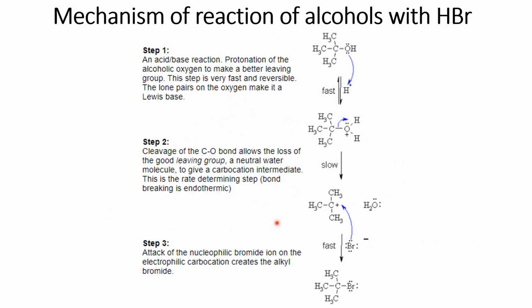So the step-by-step mechanism of reaction of alcohols with HBr is given over here. So step 1, protonation of the alcoholic oxygen to make a better leaving group. This step is very fast and reversible. The lone pairs on the oxygen make it a Lewis base. Then step 2, cleavage of the C-O bond, which allows the loss of leaving group, a neutral water molecule, to give a carbocation intermediate. This is the rate determining step. So here the bond breaking is endothermic. And then step 3, attack of nucleophilic bromide ion on the electrophilic carbocation. It creates the alkyl bromide.